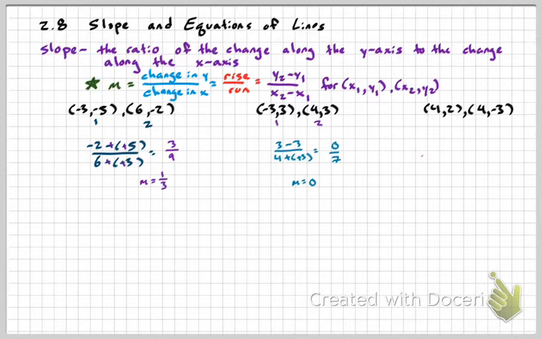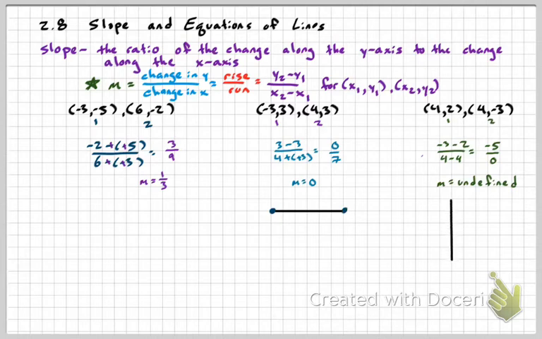Let's do our next problem. 1s and 2s. Negative 3 minus 2 over 4 minus 4. Negative 3 minus 2 is negative 5. 4 minus 4 is 0. When we have the 0 in the denominator, however, then our slope is undefined. And that's actually going to be a vertical line. Okay, so when your slope is 0, that is a horizontal line. When your slope is undefined, that is a vertical line.